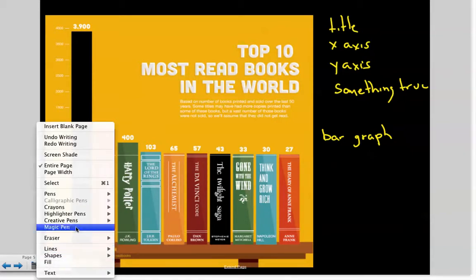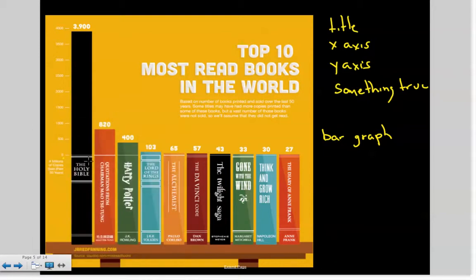So our graph really only starts at this line where the 0 is. So this is the start of our graph. So we look at the graph. What's the title? Well, our title is the top 10 most read books in the world. So that's our title.